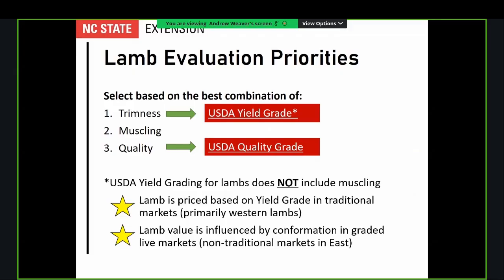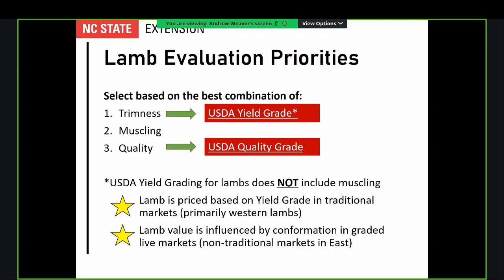That yield grade equation is really important and plays into value determination in a more traditional market, through large packers and how they're valuing lambs and paying their producers, or whoever they're buying lambs from. This is primarily in the Western United States. Here in the East, we don't see a lot of lambs that are yield graded or paid off that yield grade. That's because we have a very strong non-traditional market here in the East. Texas would be the same way.